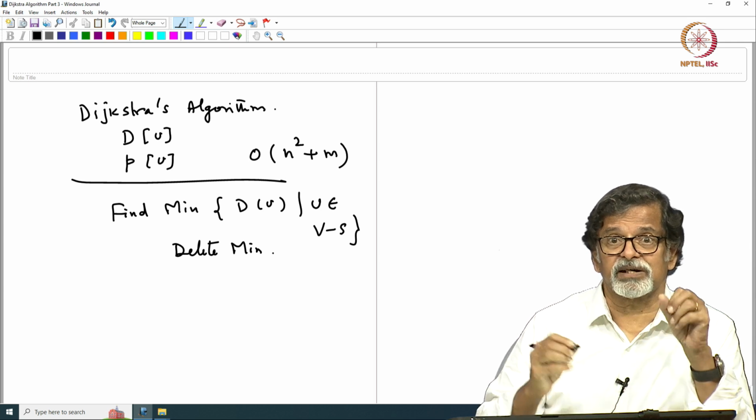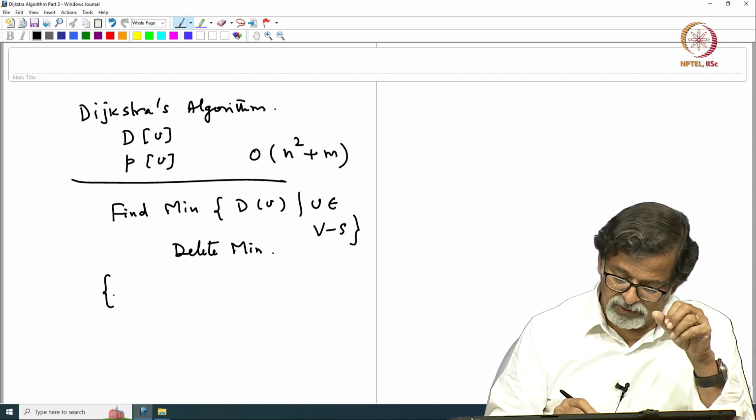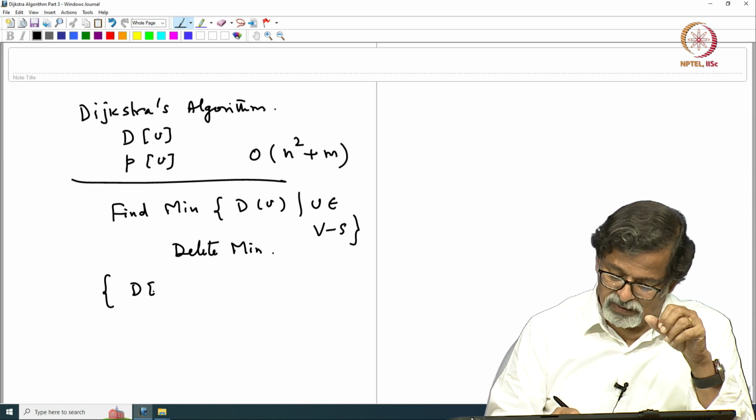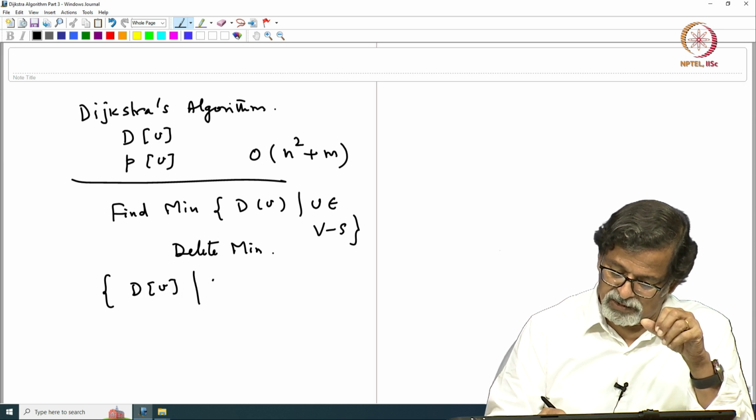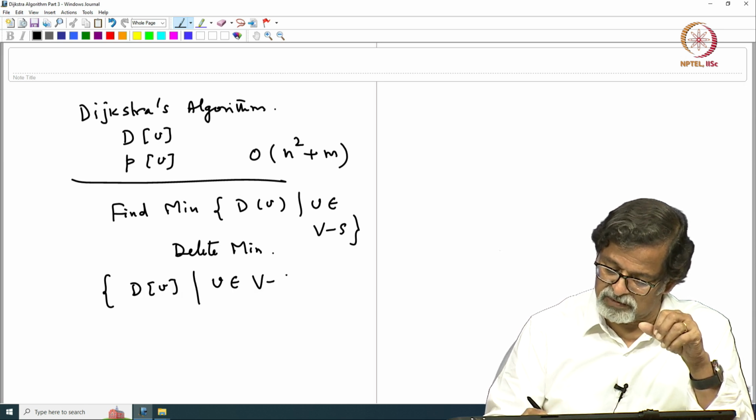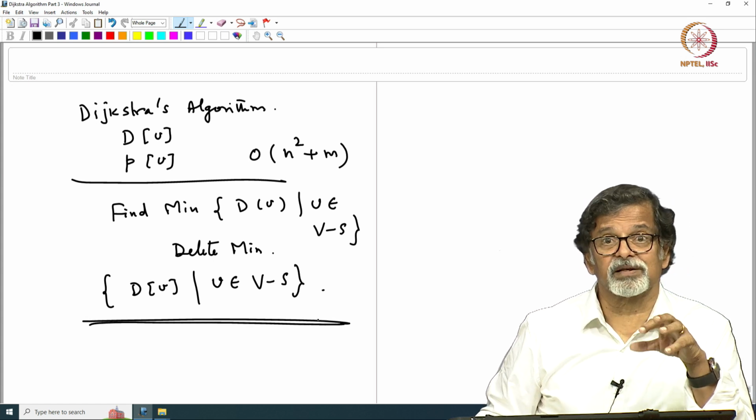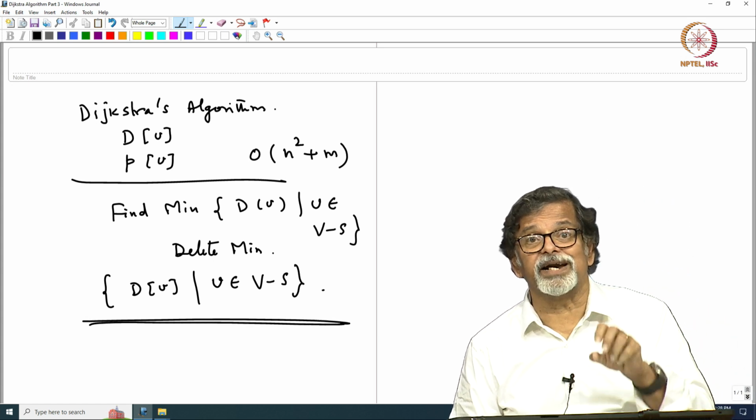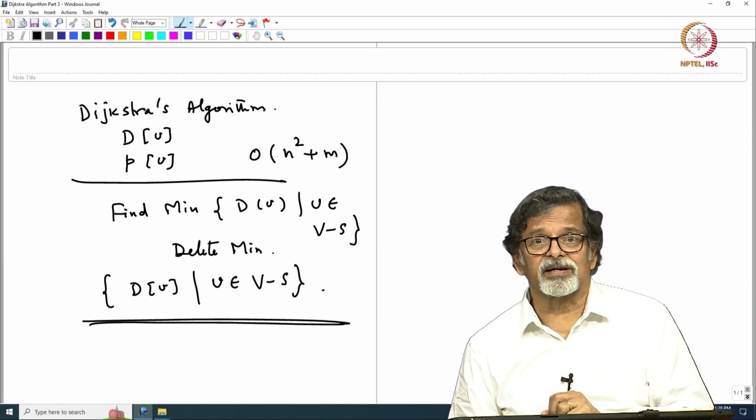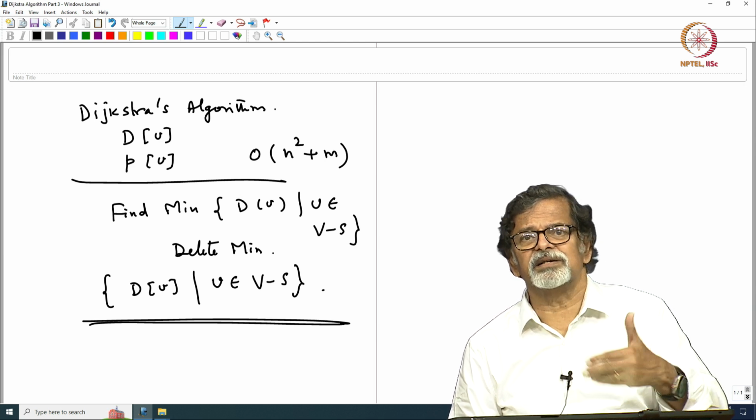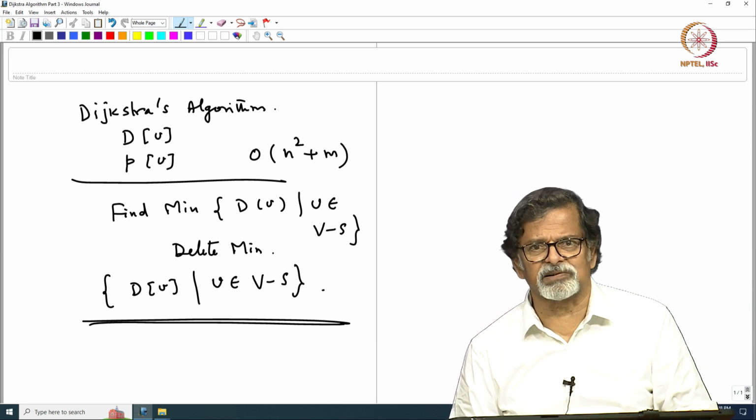So there is a set of values, d of v such that v belongs to V minus S. This is a set of values. These values we maintained in an array, and when we maintain them in an array, it resulted in certain complexity.